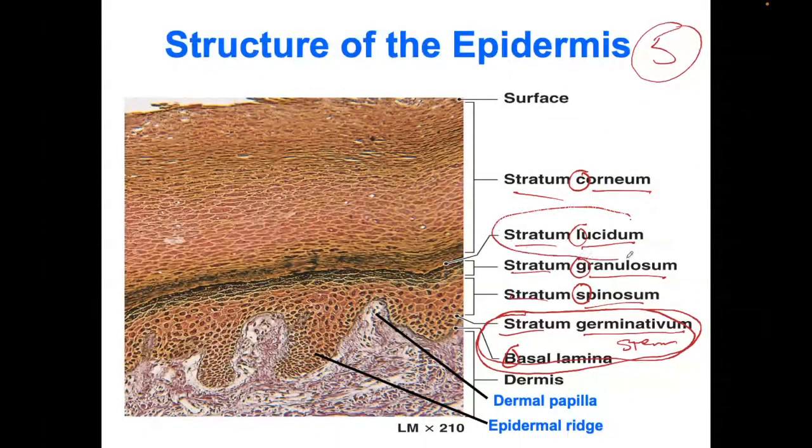This layer here, the lucidum layer, this is only found where we have thick skin, primarily the palms of your hands and the soles of the feet. If it's not the palms of the hands and soles of the feet, then you skip this layer.